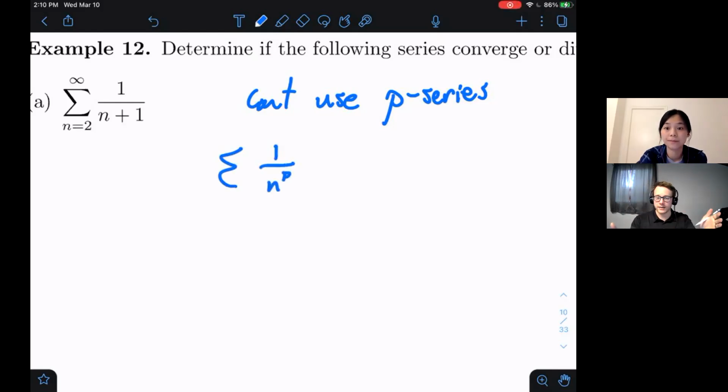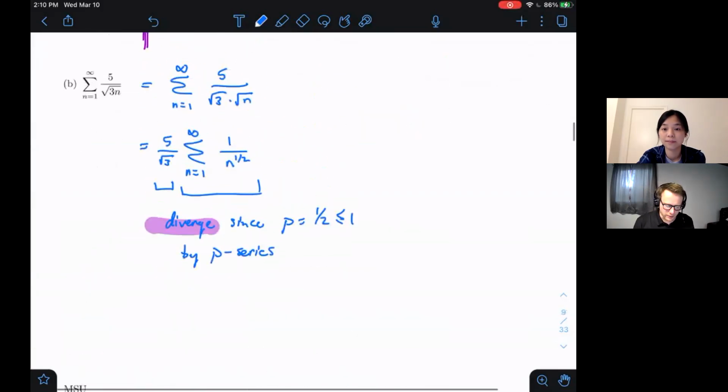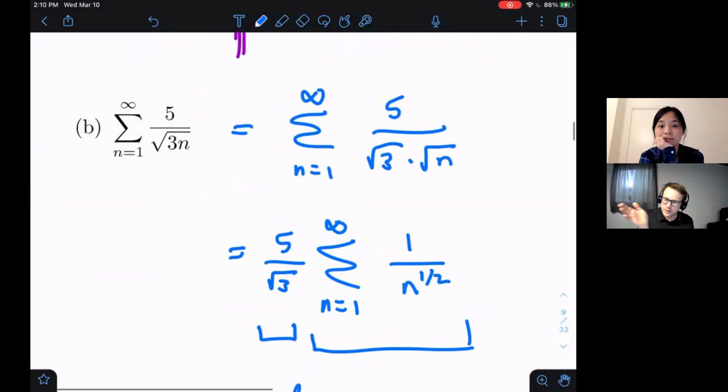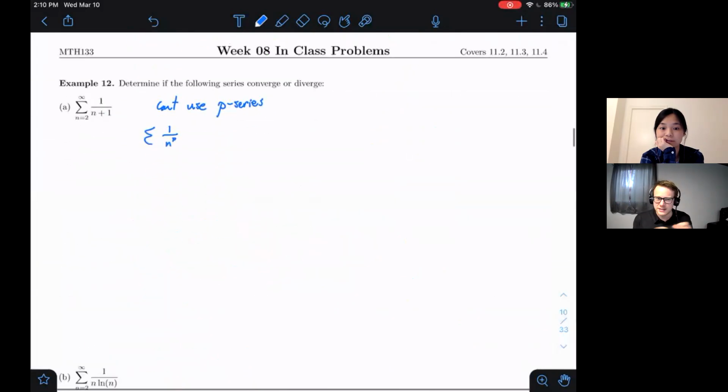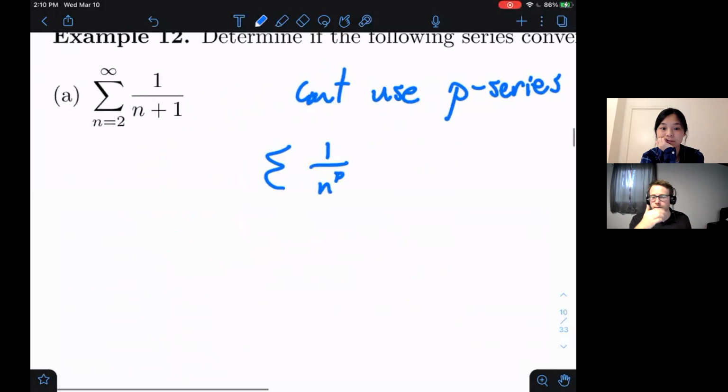Once you start adding things, once you start subtracting things, right? We saw that with multiplication that was okay, that we could kind of take those constants out in front of the summation. But with the addition and subtraction, there's really no way to take those out. And so once you start having summing or subtracting or whatever, technically you can't use P-series with this as it sits.